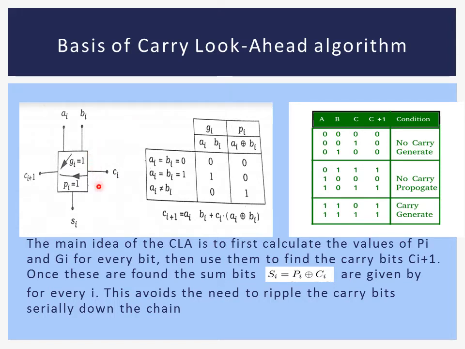Now you will find that for calculation of carry out, Cout or Ci plus 1, what is important is the calculation of the Pi term and the Gi term. And then finally we can find out Ai into Bi, that is the generate term, plus Ci into Ai exclusive OR Bi, which is the propagate term. So ultimately Ci plus 1 is equal to generate term plus Ci into propagate term.